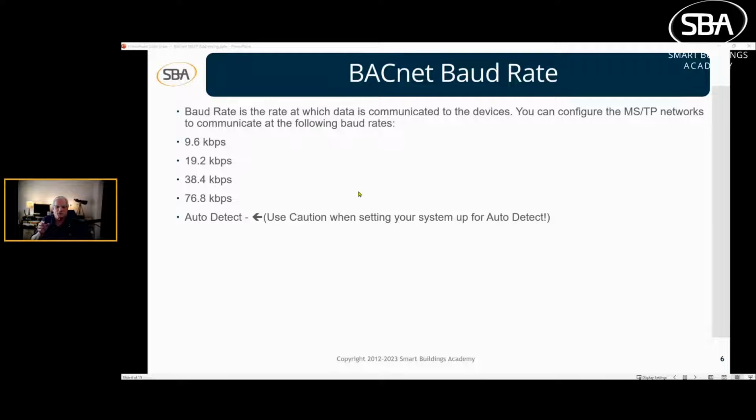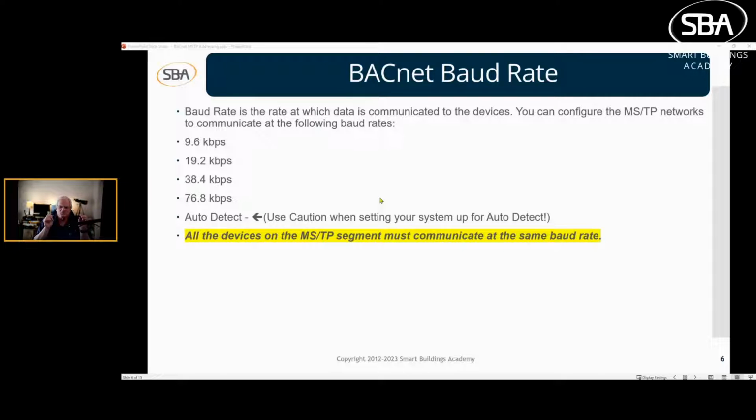There's also a feature called auto detect. And I'm going to tell you, you've got to use caution when you set your system up to use auto detect. All the devices on that MSTP segment must be at the same baud rate.